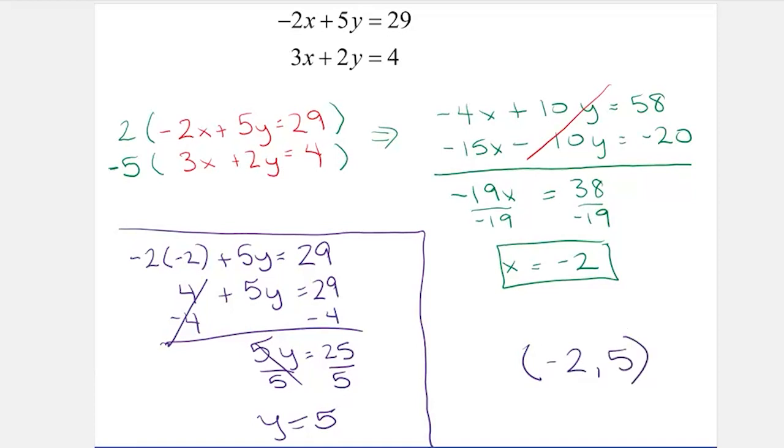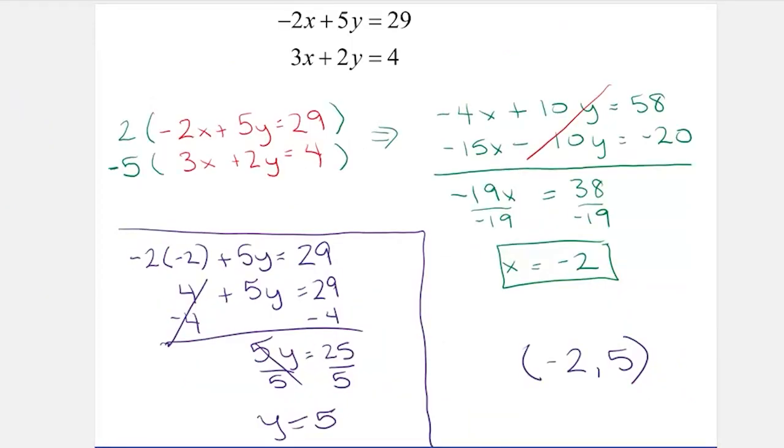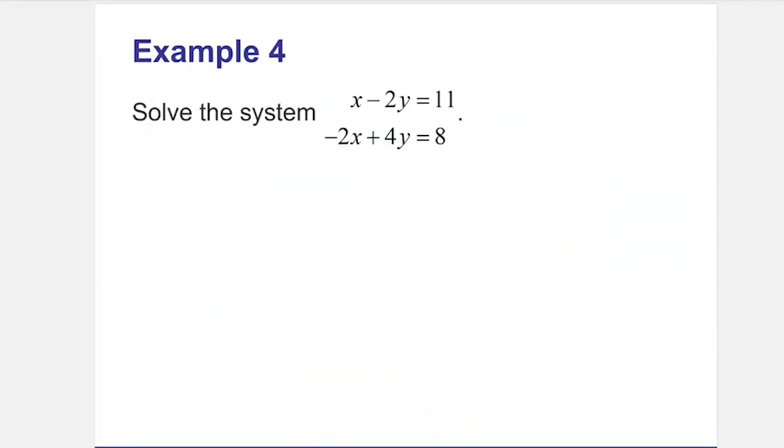In one way, I eliminated one variable first. First, I eliminated x, and now I have eliminated y. No, that's right. First, I eliminated x. Here, I eliminated x. And here, I eliminated y. Doesn't matter, same answer. So let's do it again.